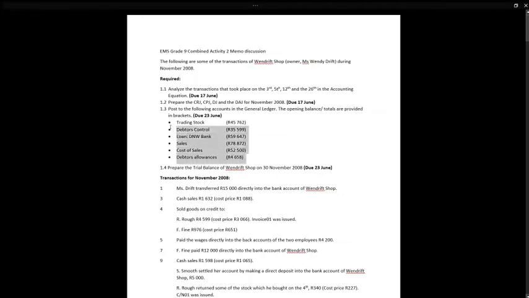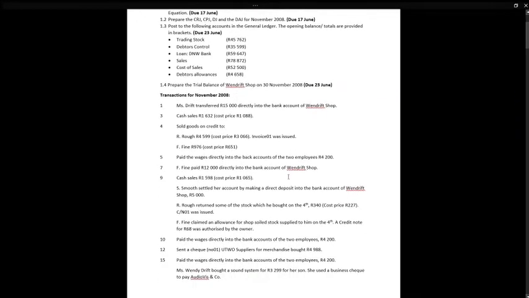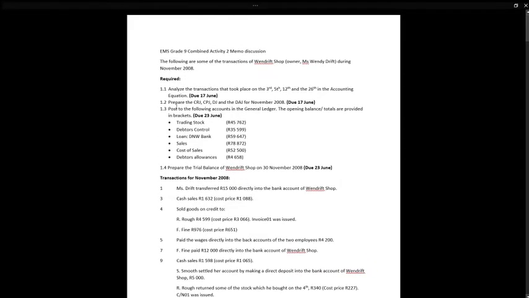Now all of these accounts, they expect us to do this, but I'm going to do all of the accounts that we used, which will make it easier to set up the trial balance, which they expect of us in question 1.4, which is also due on the 23rd of June. Before we continue with the transactions, I'm first going to do 1.1, where we are going to do the accounting equations of the transactions on the 3rd, 5th, 12th and the 26th.